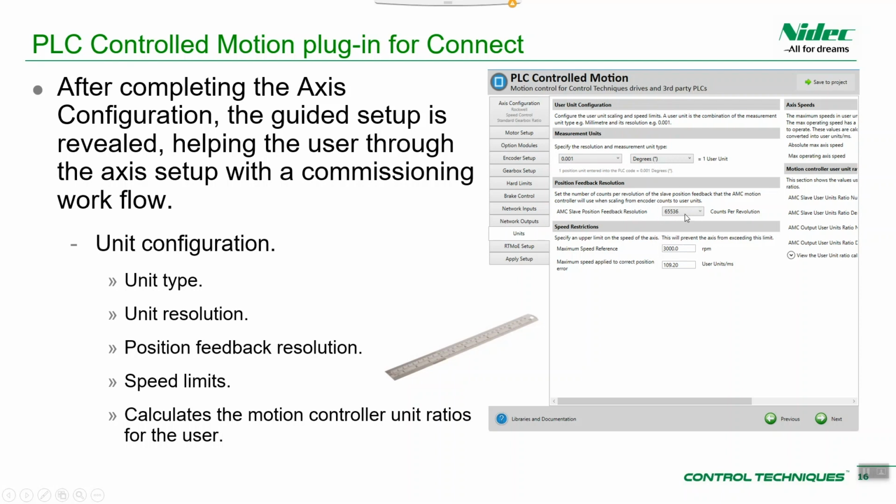You've got the ability to configure and set up the slave position feedback here, and you've also got the ability to set up speed restrictions, so things like what's the ultimate maximum speed that you'd like the axis to be able to go to, or what is the maximum speed that you'd like to be able to apply to correct positional following error.